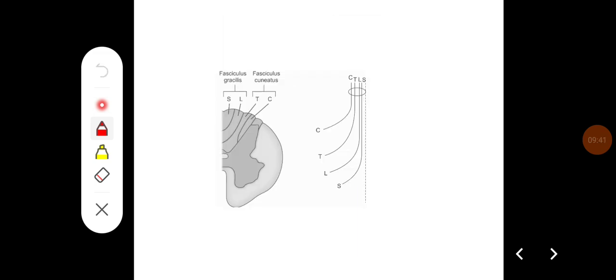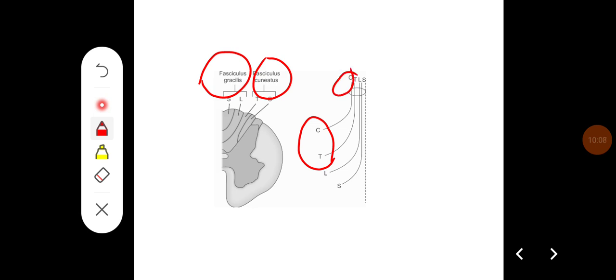If you see the organization of the fibers in the spinal cord, the fasciculus gracilis mainly contains fibers from the sacral and lumbar segments, whereas the fasciculus cuneatus contains fibers from the thoracic and cervical parts. Usually the fibers carried from the cervical and thoracic regions are present in the lateral part of the spinal cord, and the fibers carried from the lumbar and sacral segments occupy the medial portion in the spinal cord.